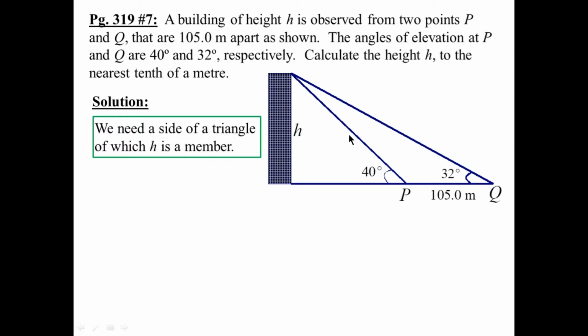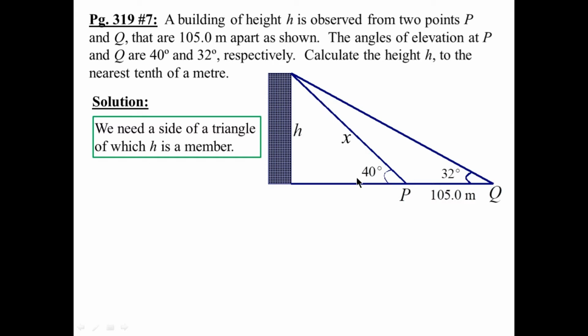Do you see how this side is shared by these two triangles? So let's give that side a name, say x, and let's figure out what x is. Okay, I'm tempted to try to use a sine law. So x over sine 32 equals 105 over sine of this angle up here. So we need to figure out this angle.